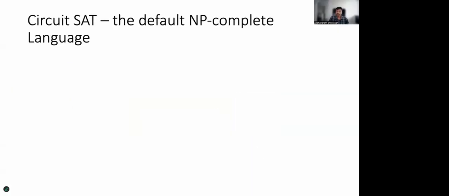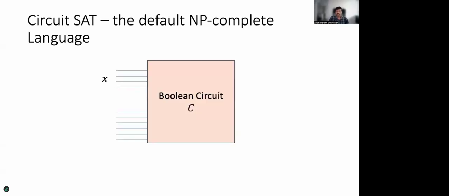The default NP-complete language that we'll consider in this talk is circuit SAT. Here the instance consists of a Boolean circuit C along with a string X. The witness is another string W such that the output of this Boolean circuit on X comma W is equal to 1.